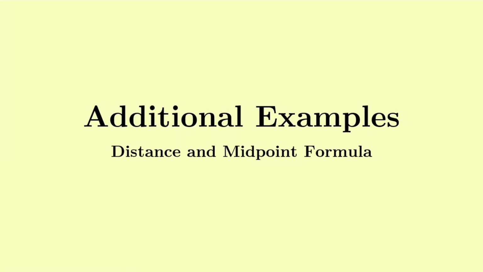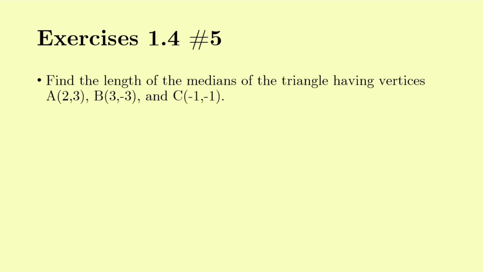Good day. In this video, we're going to answer additional examples using the distance and midpoint formulas. First example, find the length of the medians of the triangle having vertices A with 2 and 3, B with 3 and -3, and C with -1 and -1. So our goal here is to find the medians of the triangle with these vertices.